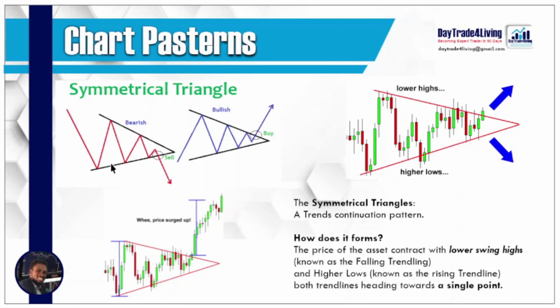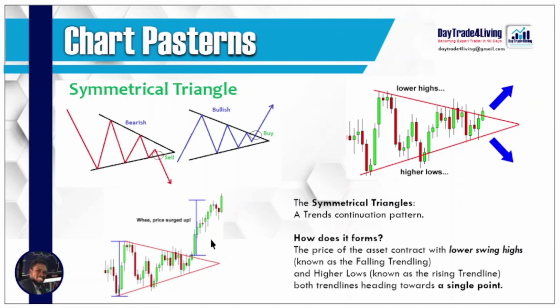The price of the asset contracts with lower highs, which is like a falling trend line, and higher lows, like a rising trend line. So in simple terms, when you see a pattern such that the price is consolidating within a small figure like a triangle, you draw a trend line across, you draw another trend line across for them to meet each other, and when this trend line is being broken, now you can predict the movement of a price.